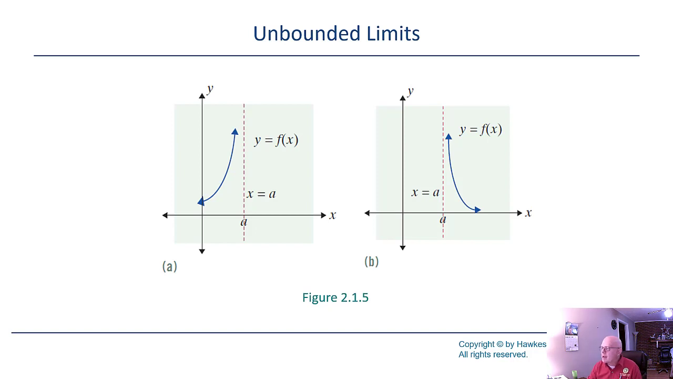So here's an example. Here's our a. If this is us, and we're headed along this curve, what happens as we get closer and closer to a? Well, as we get closer and closer, the y values get bigger and bigger, but in a positive direction, as opposed to going down this way. It would be a negative direction.